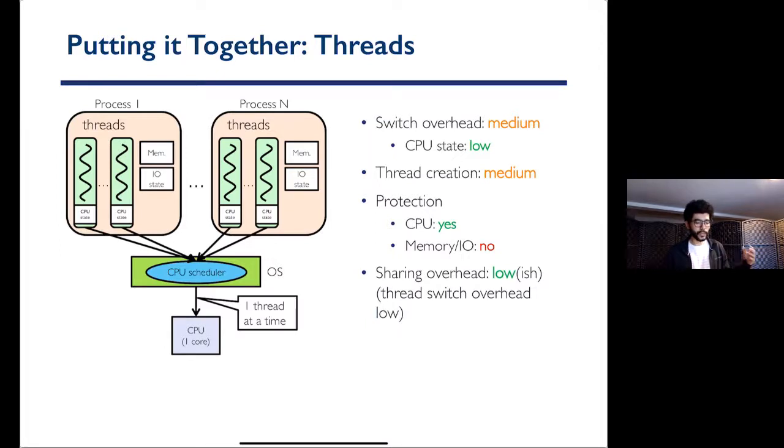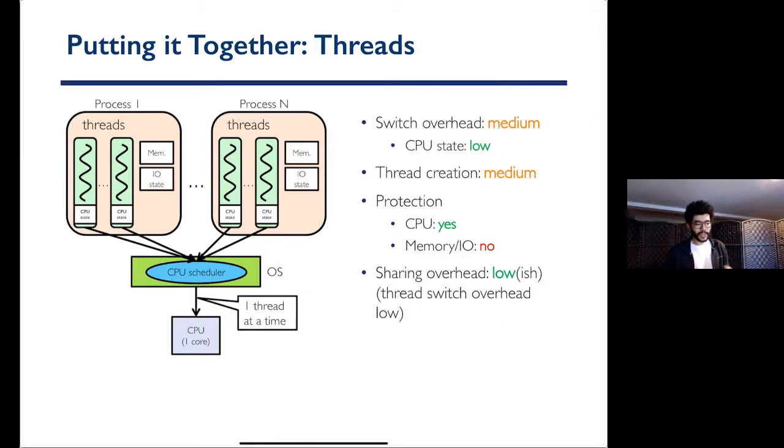Now, when it comes to protection, we have protection of the CPU that we get between user mode and kernel mode. But when it comes to memory and I/O, now protection has become no. The reason is I still have protection between processes, but between threads I have no protection. And we just talked about this in the previous lecture. We said that all the threads within the same process can actually see, read, write from each other's data, so the operating system doesn't provide any protection.